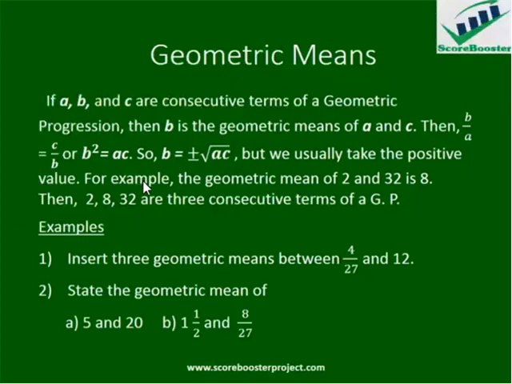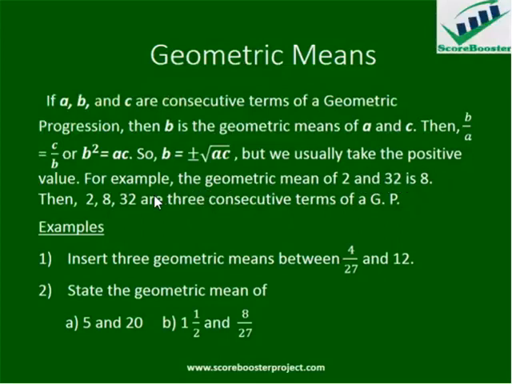So let's take, for example, the geometric mean of 2 and 32. You know that we are looking for the geometric mean, that is B, of 2, which is A, and 32, which is C. So we use this formula. B is equal to plus or minus square root of AC. Our A is 2 multiplied by C, 32. 2 multiplied by 32 will give 64. Square root of 64 is 8. And since we usually take the positive value, we take positive 8. That is why they said the geometric mean of 2 and 32 is 8.